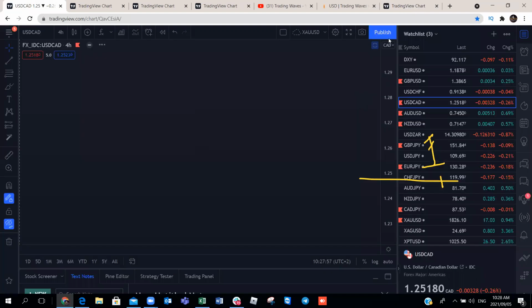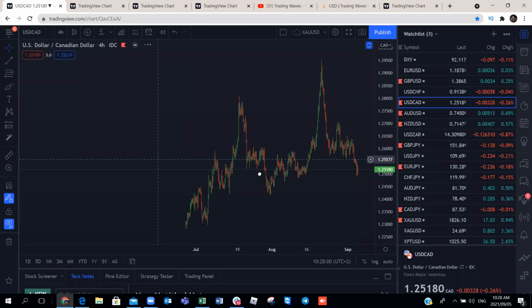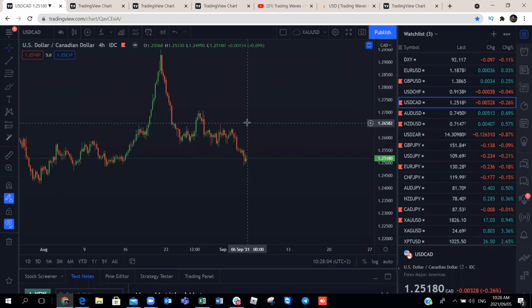Let's have a look at the current chart and what it looks like here on US dollar CAD. So US dollar CAD, as you can see here, we were looking for this one to give us a bit of a run, a flat correction here. We didn't get the flat correction. This means that this is all the correction that we got here on US dollar CAD. This is continuing to the downside.